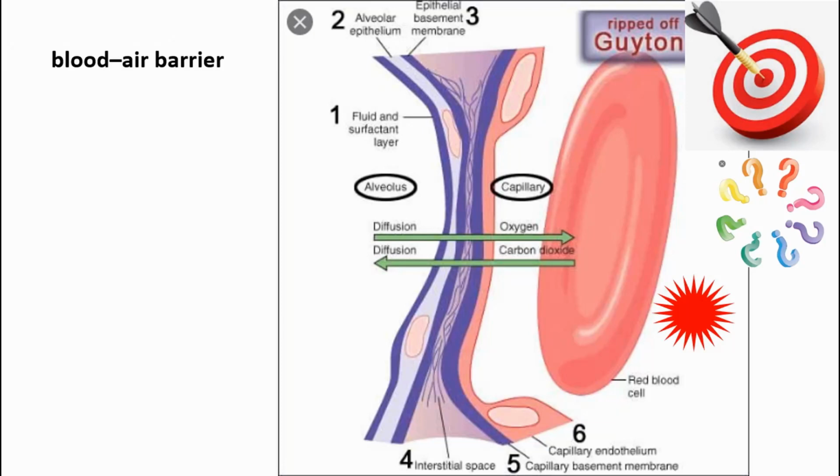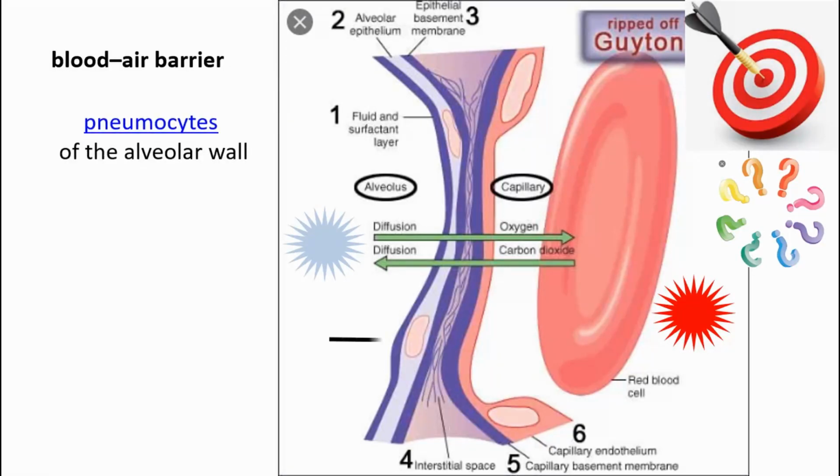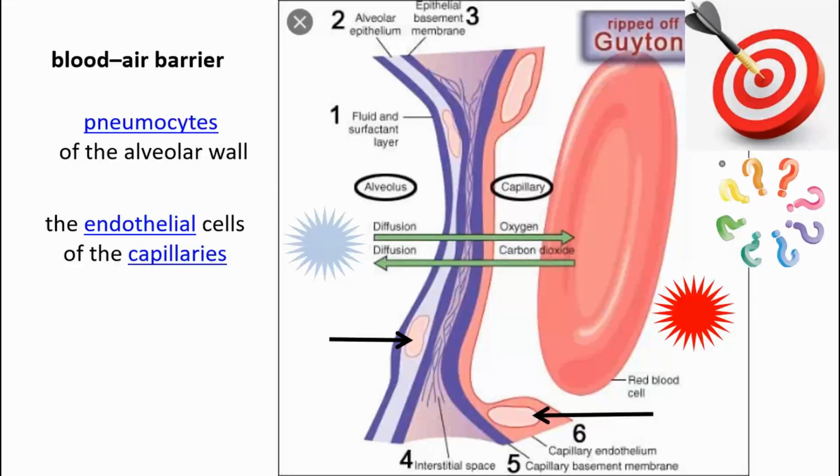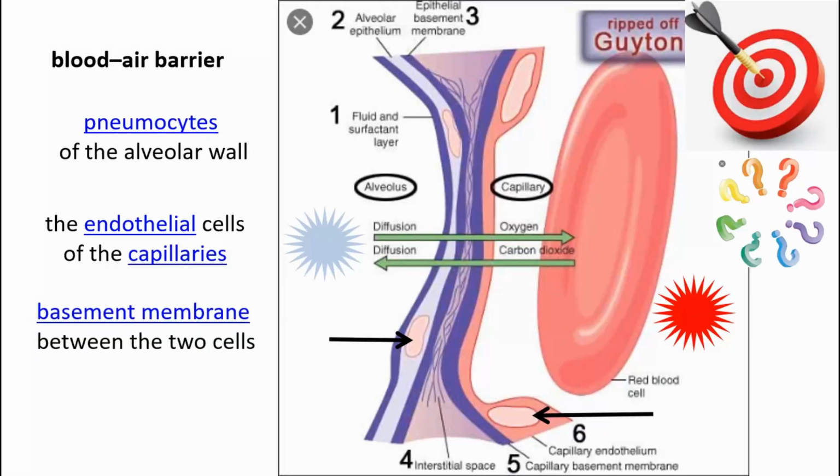Now, here is a blood capillary with an RBC, and here is air in the alveolus, and the alveolus is lined with cells called pneumocytes. They are simple squamous epithelium, as you can see at the tip of this arrow. Then we have on the other side the endothelial cells of capillaries. You can see at the tip of this arrow.